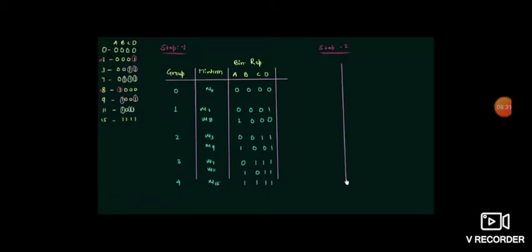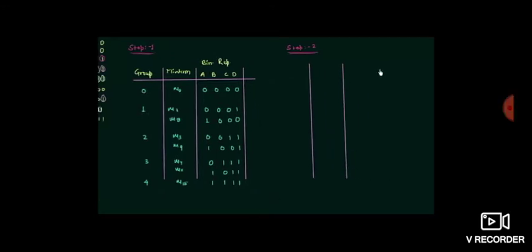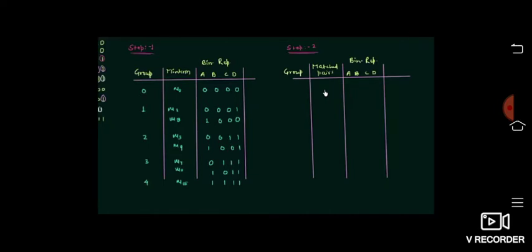In step 2 we are writing the same tabular form. Again we are designing the table. First is the group, the second column is the minterm, sorry, the matched pair, and the third column is the binary representation A, B, C, D. We are matching the pairs based on step 1.